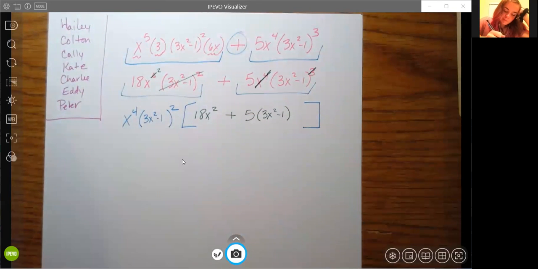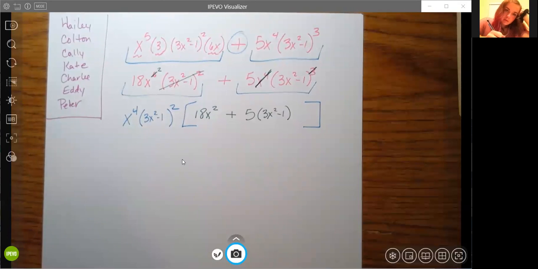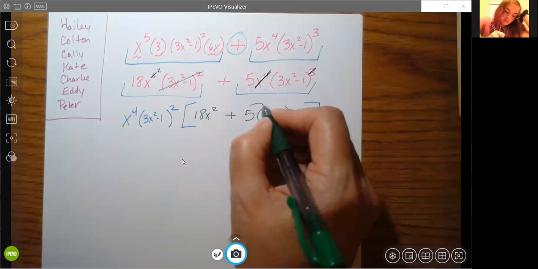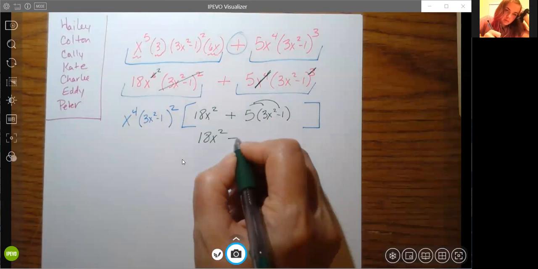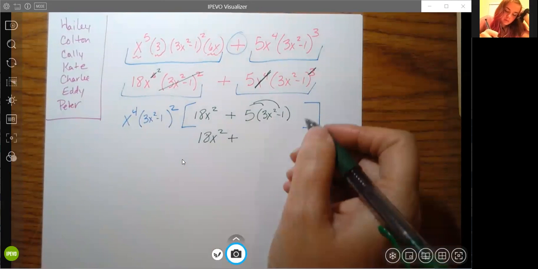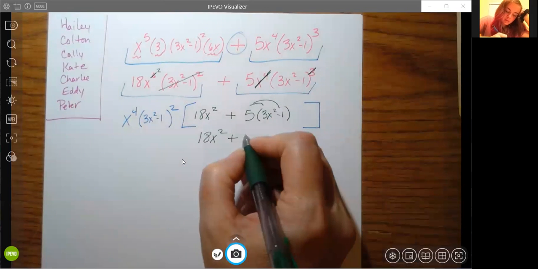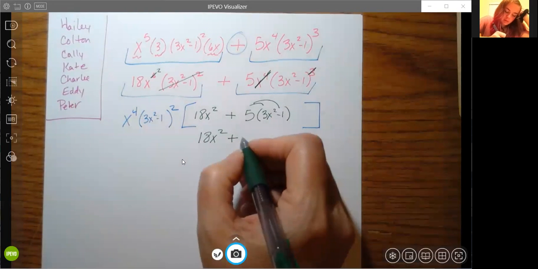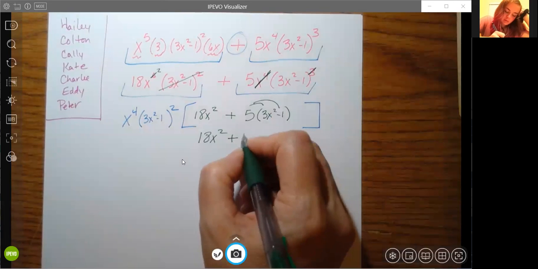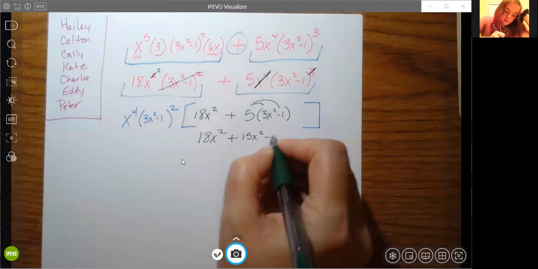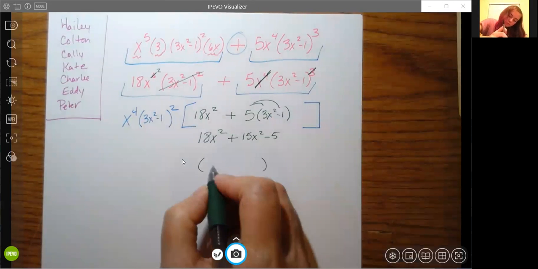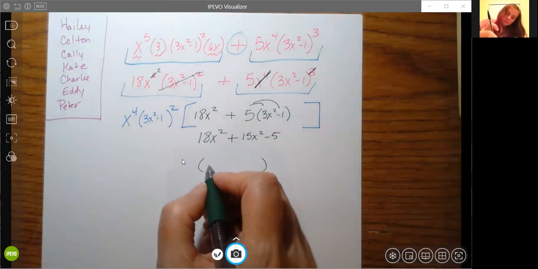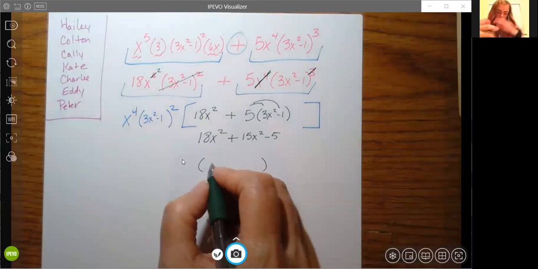All right, so do you guys know the last step? Simplify the bracket. We're going to distribute that. Colton, you got the rest of that? 15x squared minus 5. Any combining? I don't know how to add that.